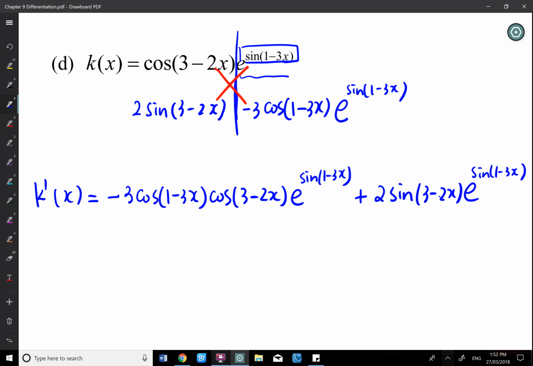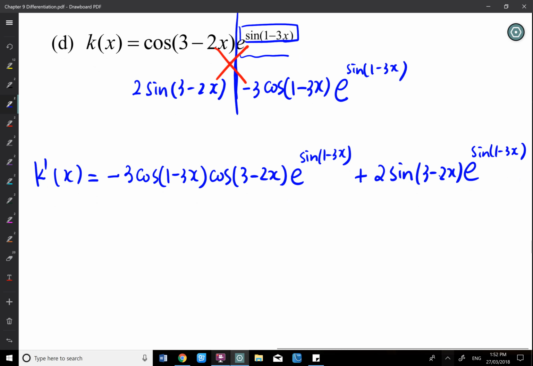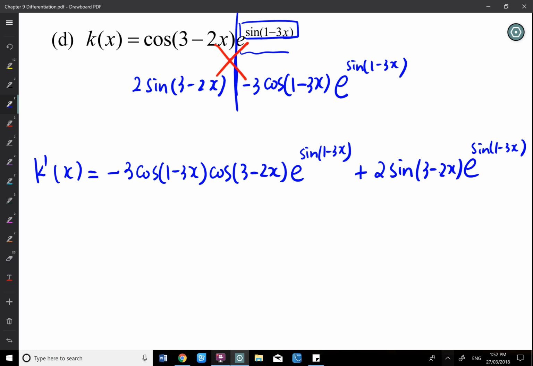I can't really simplify much about it, because I can't really expand it or do anything. So that's the simplest answer. Just keep it like that.